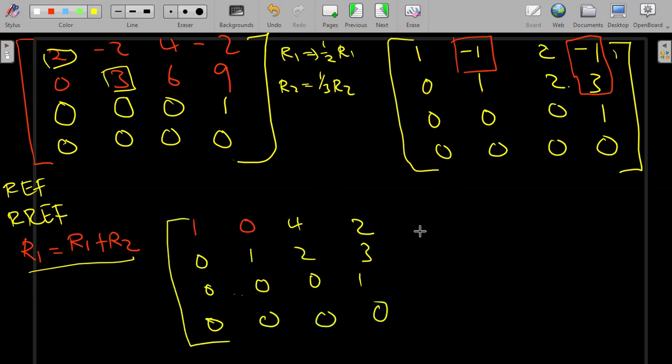Okay, so this is the matrix that we have, and it's not yet in reduced row echelon form.